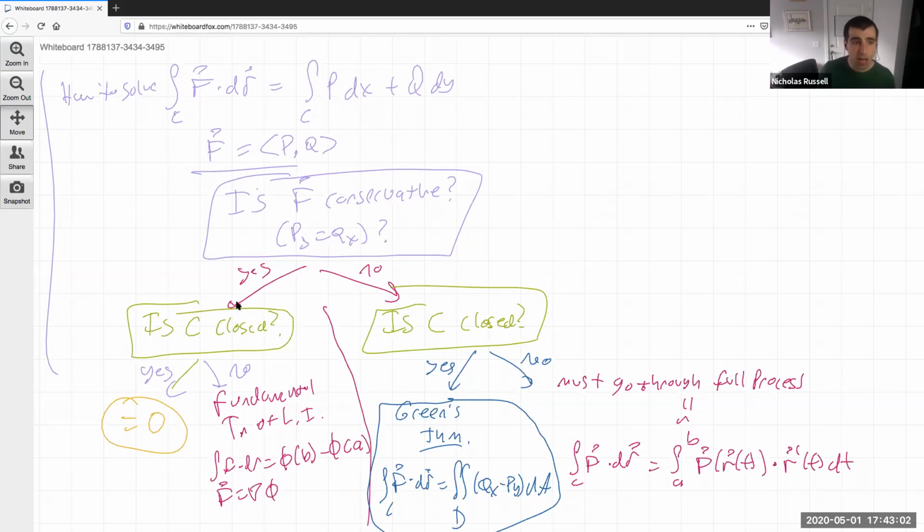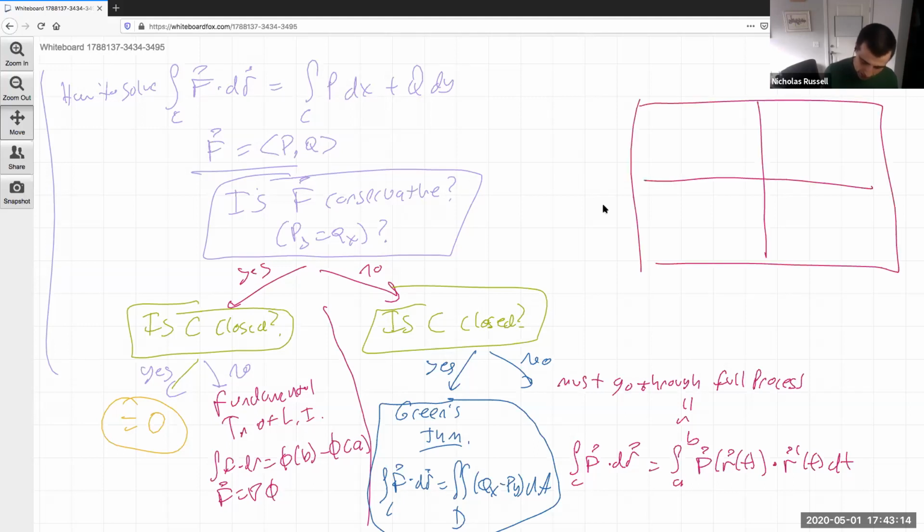Okay, I hope this schematic helps you out here. You can also come up with a Punnett square, saying if I have conservative or closed. If I have conservative and closed, with yes and no, this one is 0. This over here is the fundamental theorem of line integrals.